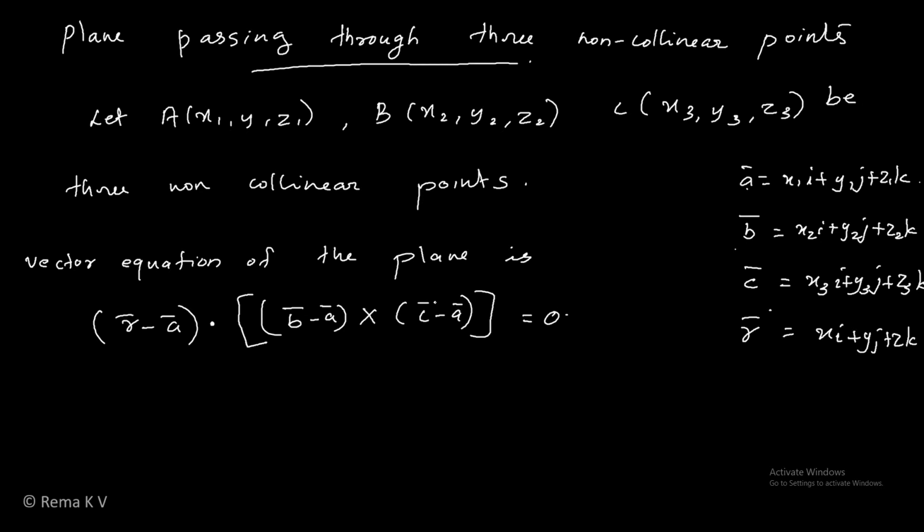Okay, the vector equation, see: R minus vector A dot B minus A cross C minus A is equal to 0. We have to take care that the same vector is taken in all these three cases. R minus vector A dot, here we are considering vector A, so it is B minus vector A cross C minus vector A. You have to find the cross product of these two vectors. This is equal to 0. This is the vector equation. Just substitute the values for these vectors.